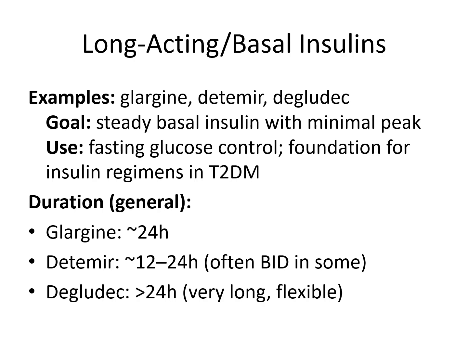So basal insulin primarily controls fasting glucose because it suppresses that hepatic glucose production that occurs overnight. In type 2 diabetes, basal insulin is often the foundation when we initiate insulin therapy. In terms of duration, glargine lasts about 24 hours and is typically given once daily. Detemir is about 12 to 24 hours and may require twice daily dosing in some patients. And then degludec lasts longer than 24 hours and it offers very flexible dosing due to its ultra long duration.